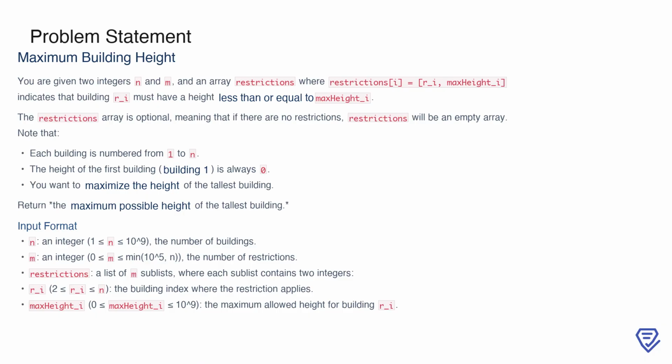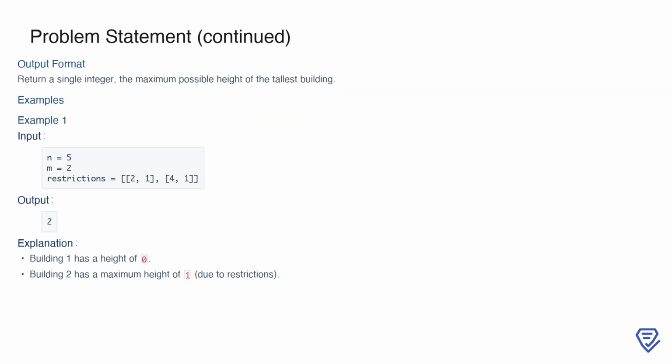The first building, building 1, always has a fixed height of 0, and your goal is to determine the maximum height that can be achieved by any building in the sequence while adhering to the given restrictions. The output of the problem is a single integer, which represents the maximum possible height of the tallest building. To illustrate this, let's look at an example.